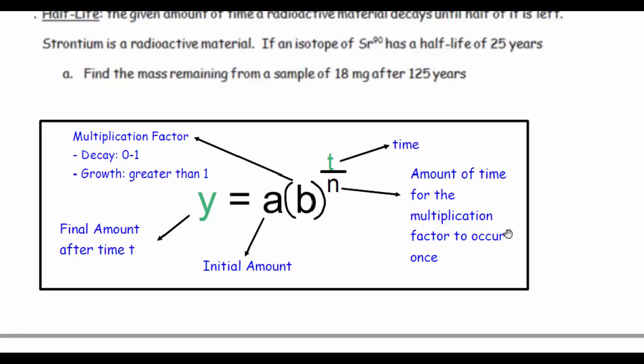And this is sort of the generalized formula of everything that's happening. All right, we start with an initial amount. It has some kind of growth or decay over time. N tracks how often the growth or decay occurs, and you end up with a final amount y.